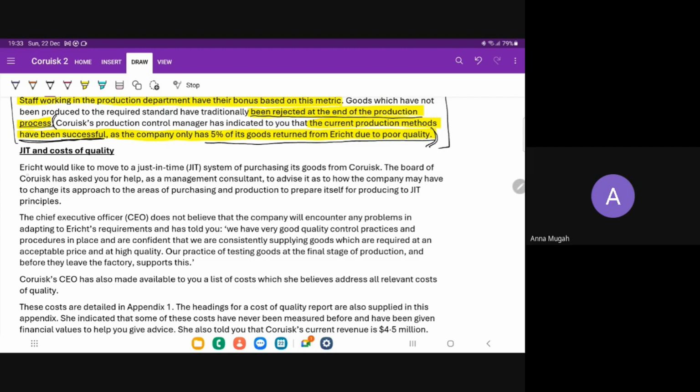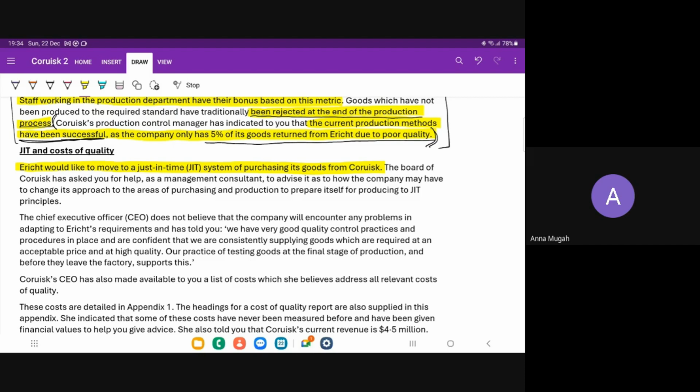JIT and cost of quality. RH would like to move to a JIT system of purchasing its goods from Corsick. Now, what do you mean by this statement? RH would like to move to a JIT system of purchasing its goods from Corsick. That means you will get an order from RH whenever RH gets an order from its customer.